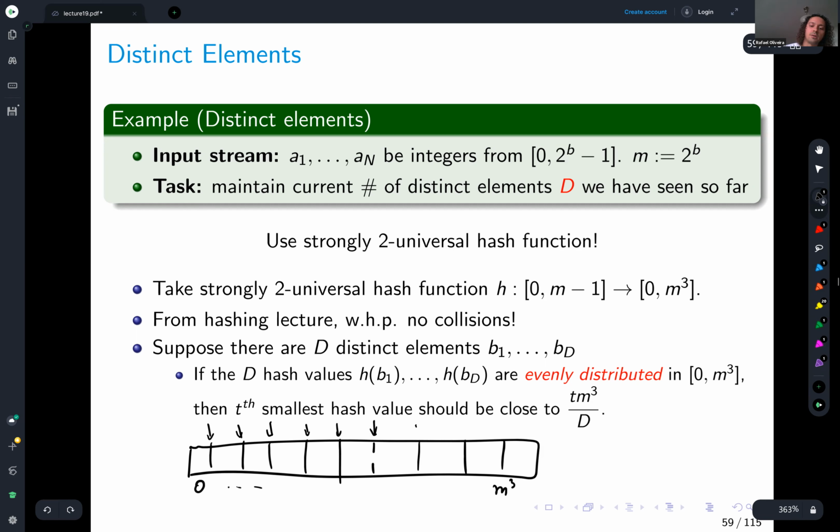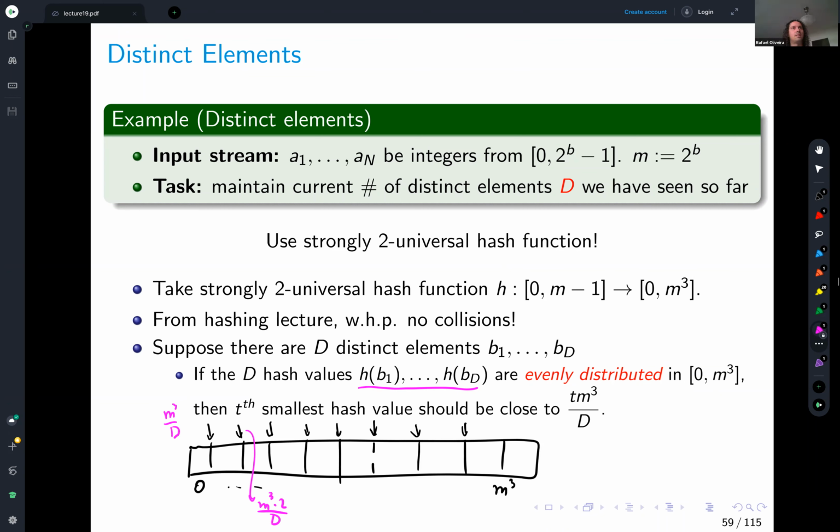hashed values appear. Well, how many different hashes will I have? Remember, I have d distinct elements, so I only need to consider the d distinct hash values, right? So if they're evenly distributed, then we know that the tth smallest value would be close to tm cubed over d, because if they're evenly distributed, the first one would appear at m cubed over d, the second one would appear at m cubed times 2 over d, and so on, right? If they were evenly distributed. Does that make sense?